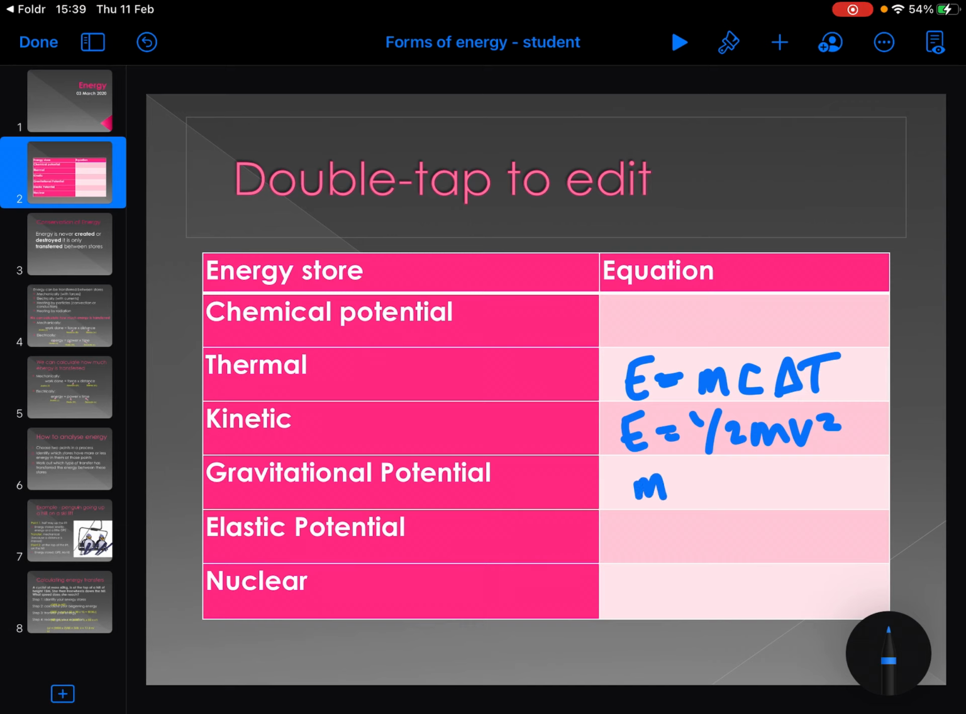Gravitational potential energy, I'm not going to write E equals for each one: mass, gravitational field strength, remember that's 10 on Earth, times height. Elastic potential, half kx squared, where k is the spring constant and x is the extension or compression of your spring. And nuclear, although I have to say I've never really seen a question in GCSE on this, half mc squared, where m is the mass converted and c is the speed of light. All of those energies are measured in joules. I know you know this already.